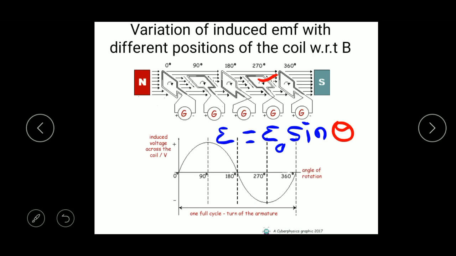And in the next case, what happens when theta is equal to 360 degree? Again, at theta is equal to 360 degree, one rotation completes and the plane of the coil is perpendicular to the direction of the magnetic field. Sine 360 is 0, right? Sine 360 is 0.